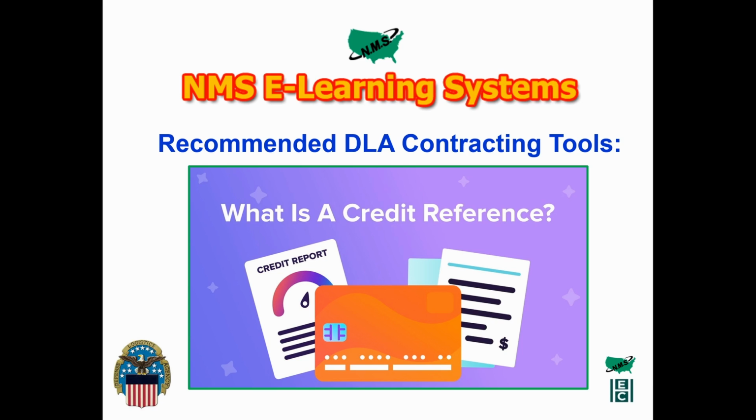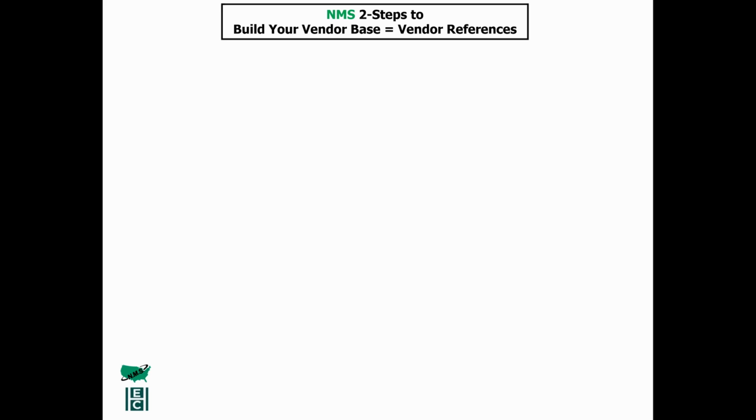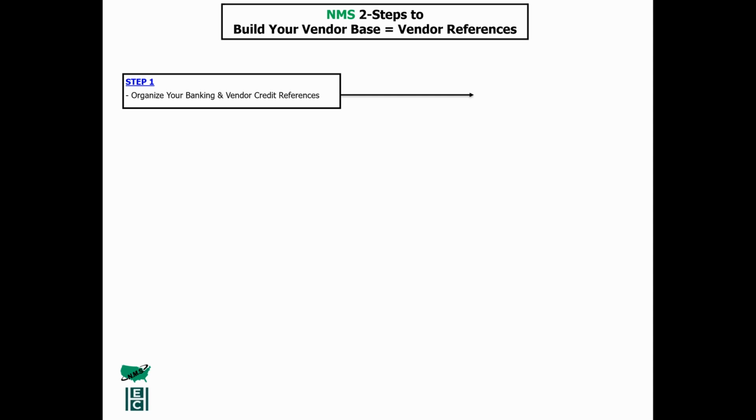Today, we'll be covering recommended DLA contracting tools by answering the question, what is a credit reference as it relates to businesses? Credit reference is basically your ability to obtain vendor accounts by way of credit references. One vendor will support you being able to obtain credit with another vendor. I recommend the NMS two-step, or the simple two-step process, to building your vendor base by way of vendor credit references. Step one will be organizing your banking and vendor credit references.